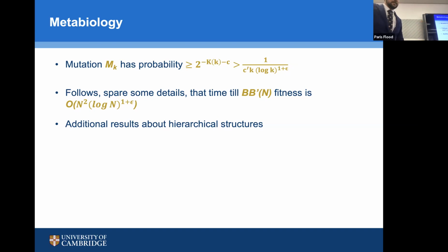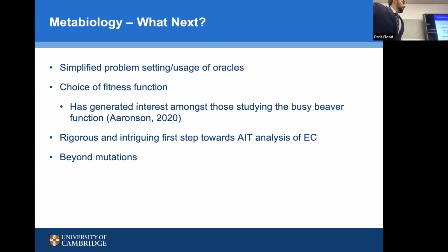In this paper there are also some results about hierarchical structures, which are a little bit less developed, so I won't really talk about them here. But what are some problems with using this as a way of analyzing evolutionary algorithms? Obviously there's the usage of oracles, which can't be done in real life, right? And you could argue that this very narrow choice of fitness function only potentially works when you have a directed mutation path where you're always retaining the best fitness. That's maybe fair.